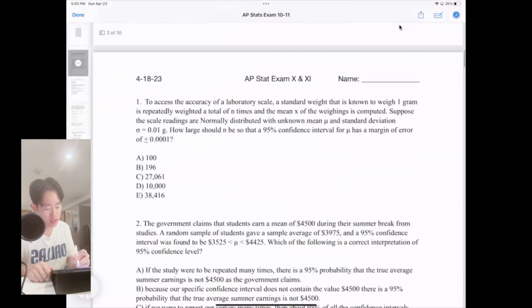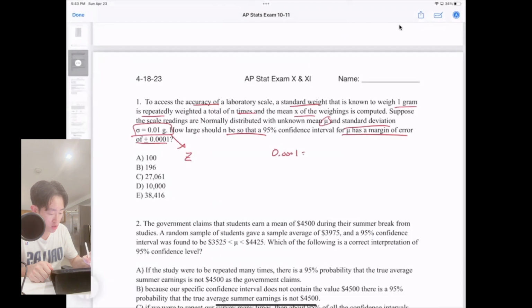Number one, to assess the accuracy of a laboratory scale, a standard weight that is known is weighed n times, with the mean x, and then we have the unknown mean and the standard deviation. Okay, so this tells me that I have to use a z because sigma is given. How large should the n be so that the 95% confidence interval for mu has a margin of error of plus and minus 0.0001? So that would be your margin of error, which will be the same formula, using n and dividing by the square root, but you need to have the sigma in there.